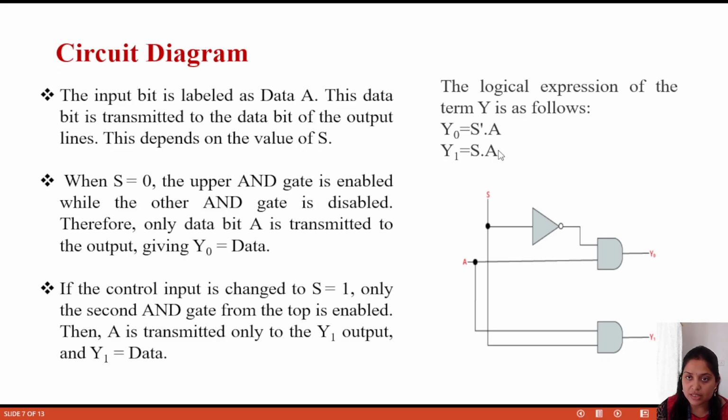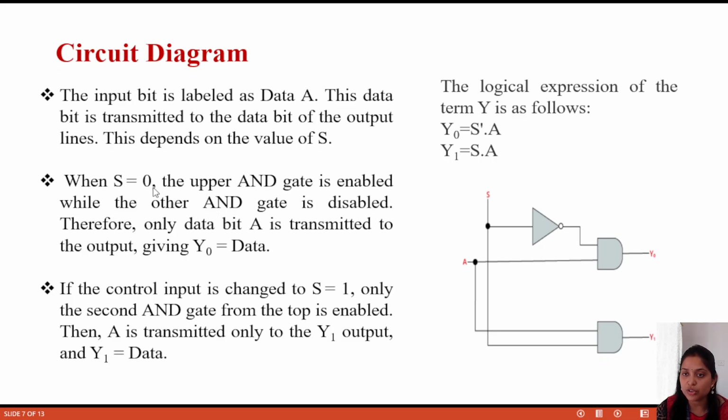Based on this output, we have to draw the circuit diagram. So this is Y0. Y0 is S bar A. S is a single control input, and through a NOT gate it becomes S bar. S bar is one input of the first AND gate and the other input is A. The output is S bar A, which is Y0, and the other is S into A. This is Y1.